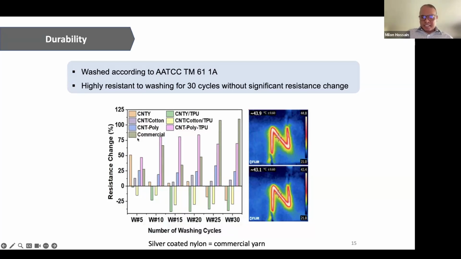And another commercial yarn retained really good wash durability, however, that is comparable with the carbon nanotube. But why is there an increase in conductivity? Because carbon nanotube is inert to water, but after it's washed in water, they are densified because of capillary forces. So their intertube connection becomes better, and they show an increase in electrical conductivity rather than a decrease.